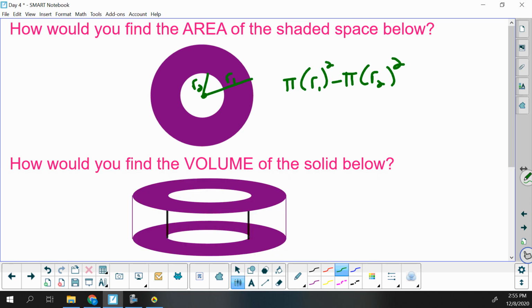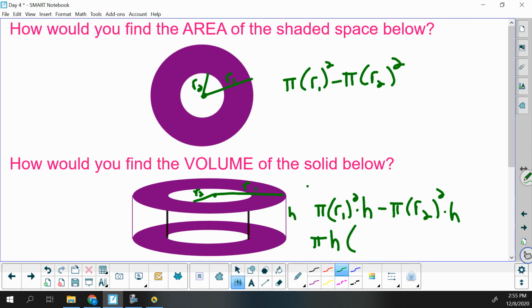Well, why don't we carry that over to a volume? What if you had basically a cylinder with a middle chopped out? Let's call this H. So we'll stick with the outer radius is R1 and the inner radius is R2. So we would have pi times R1 squared times H minus pi times R2 squared times H. We could pull out the pi and the H, and notice that's just R1 squared minus R2 squared, where it's the outer radius squared minus the inner radius squared.